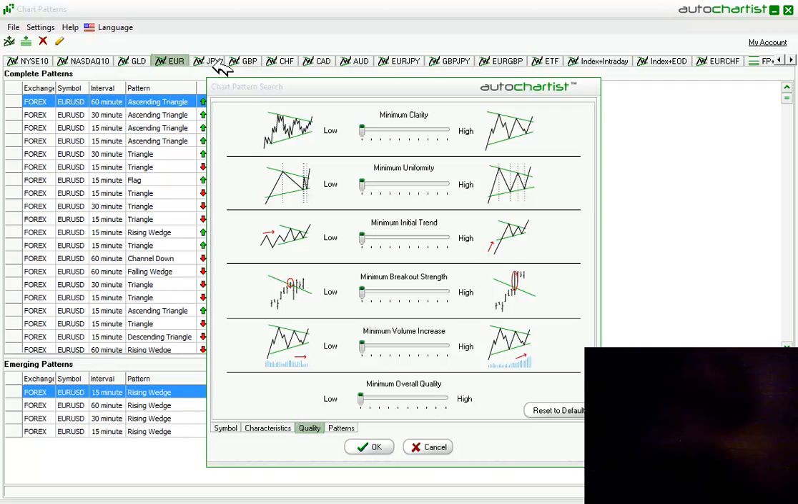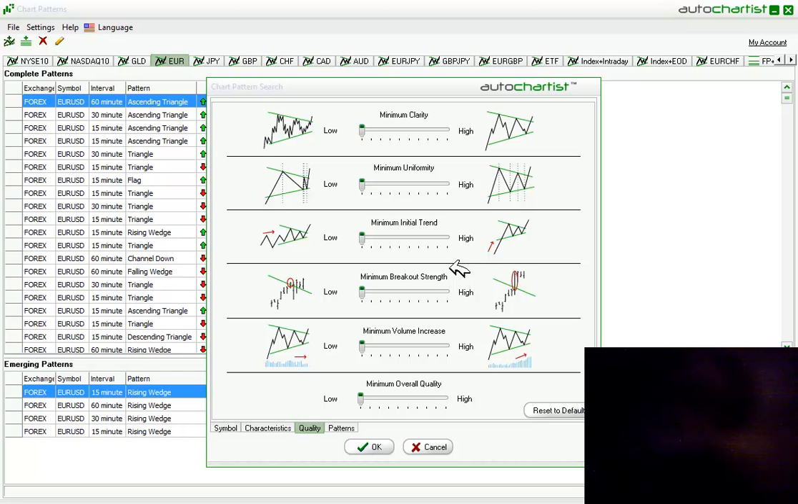making the initial changes to customize AutoChartist to only search for those symbols and those time frames that you trade should dramatically decrease the number of alerts you're getting and increase the reflection of what you would be doing had you been doing this whole process of finding chart patterns manually. So the quality tab, as you can see down here, includes the minimum clarity, minimum uniformity, initial trend, breakout strength, volume increase, and overall quality.